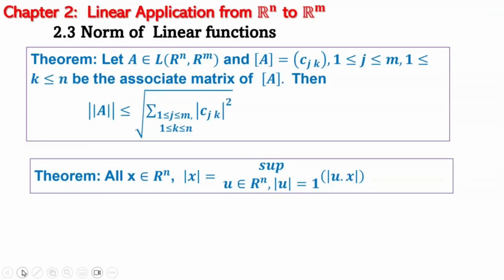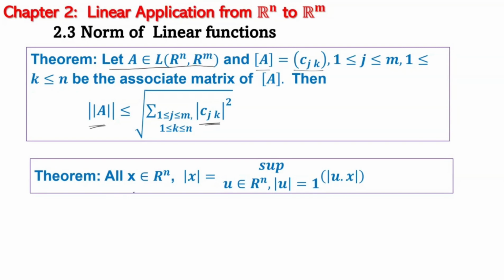Now we have some generalizations of the previous theorems, or the matrix form of the theorems. If A is from L(Rn, Rm) and the matrix of A is equal to c_jk, with the associated matrix of A like this, then the norm of A will be the square root of the sum of the squares of each component of the matrix. This is the basic formula: the sum of the squares of the absolute values of all the entries of the matrix, under a square root.